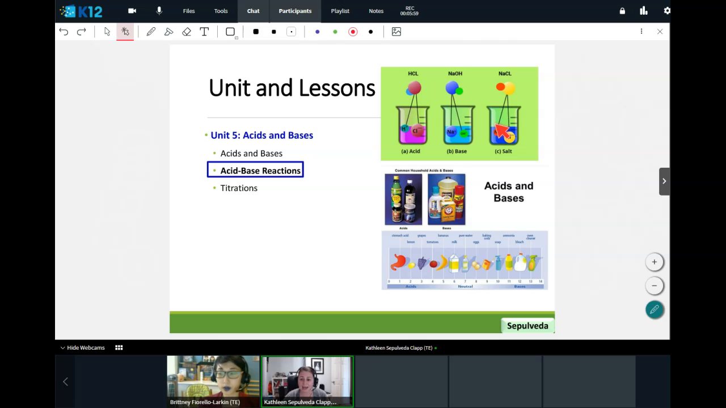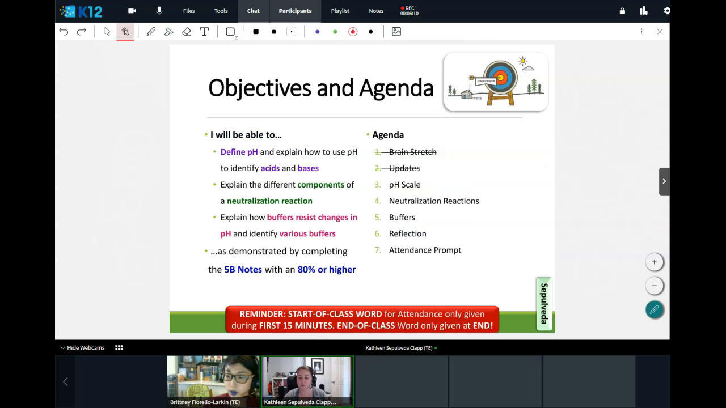So as you can see, acids and bases is a short unit. We only have one more thing, titrations, which is tomorrow. No more new content, and then we jump into that final exam that Mrs. Larkin just talked about.